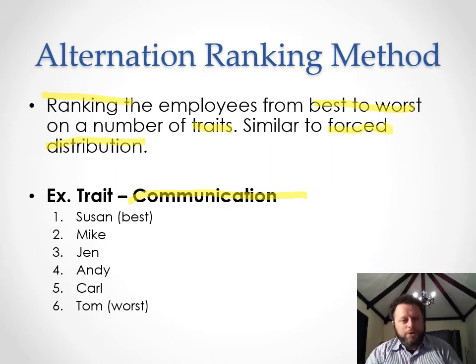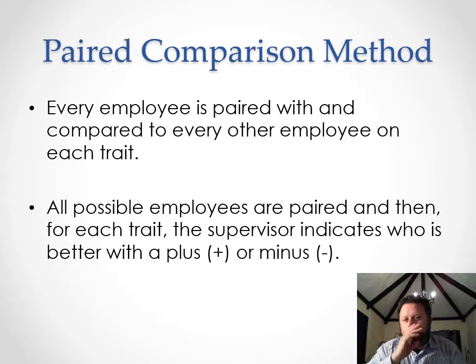Another method that's similar to this, but maybe a little better, since this is so subjective: what if the manager just likes Susan the best? And the manager has really wonderful conversations with Susan or their neighbors or something, and the manager doesn't like Tom, so they give Tom the worst rank. That's a problem. So the paired comparison helps to fix that problem.